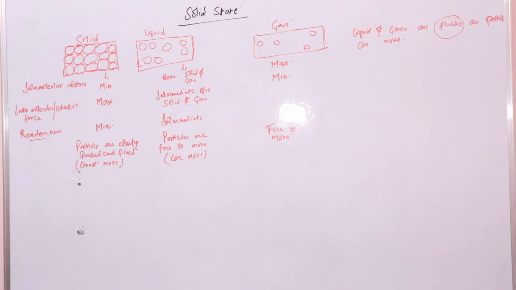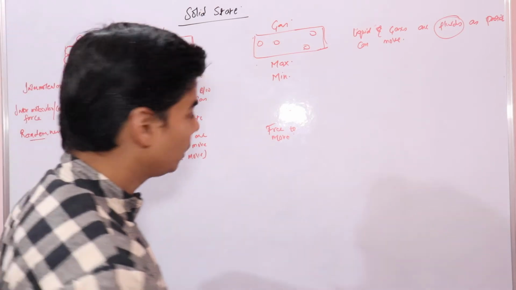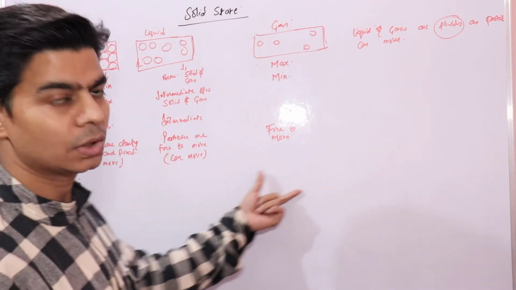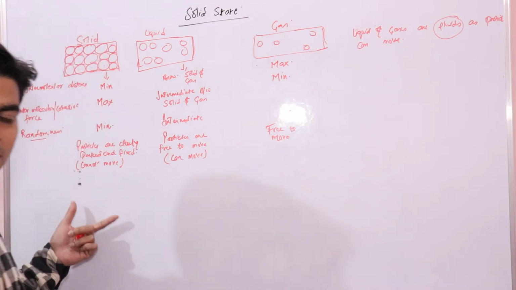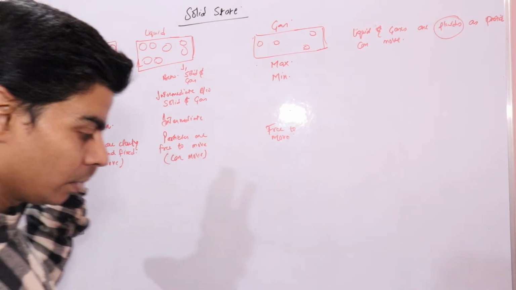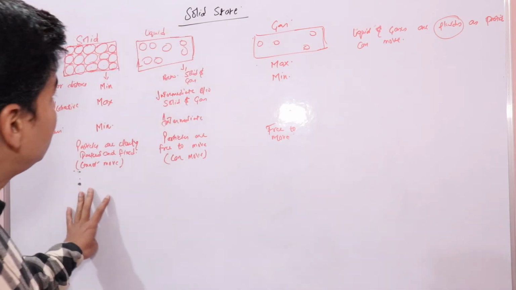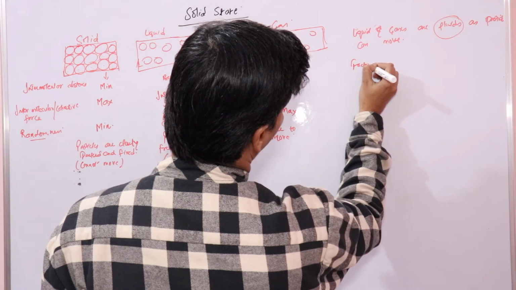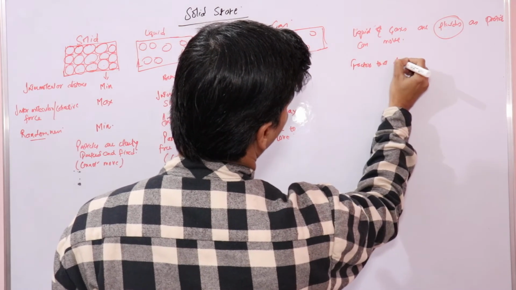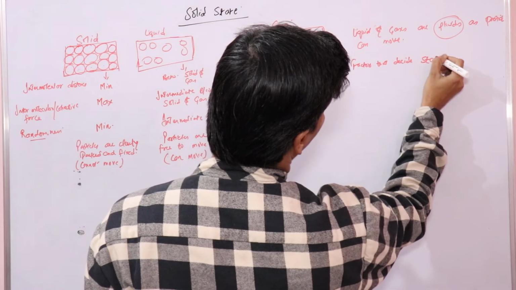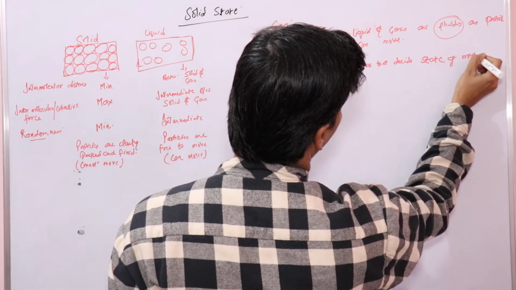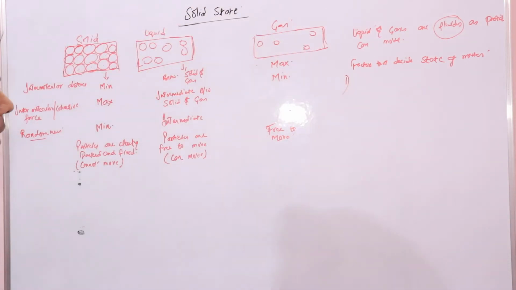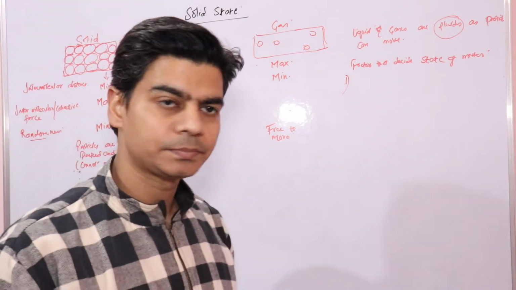So now let's talk about one more thing. What decides whether a substance will exist in solid, liquid or gas, right? What factors decide whether a substance will exist in solid state, liquid state or gaseous state, right? So factors that decide state of matter, right? There are two things. If you just look at any of these particle arrangements, there are two things.